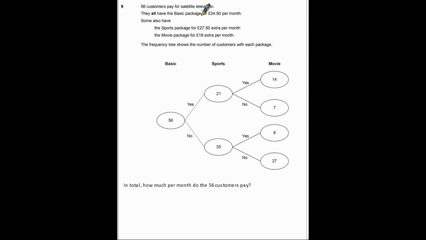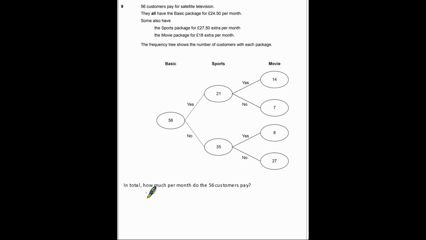56 customers have satellite television. They all have the basic package for £24.50 a month. We're then told that some have the sports package in addition for £27.50 extra, and some have the movie package for £18 extra per month. We have a frequency tree showing the numbers of customers. I've rewritten the question here because in the paper it's on the next page.